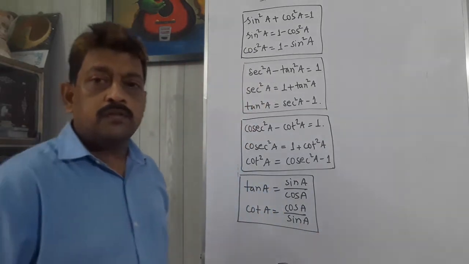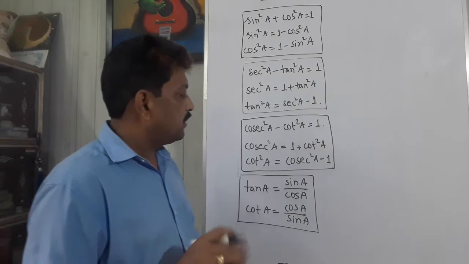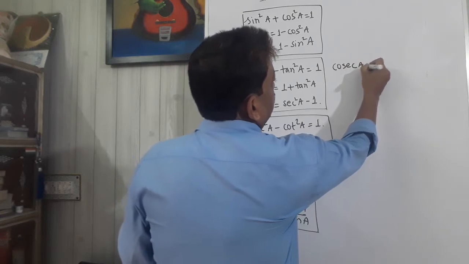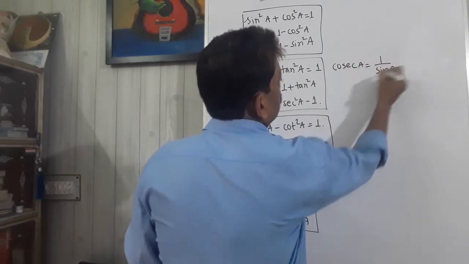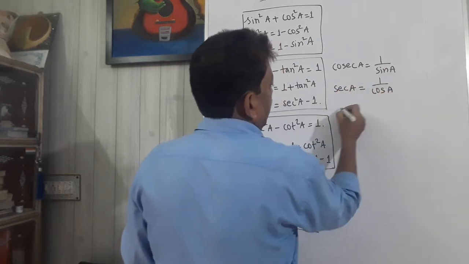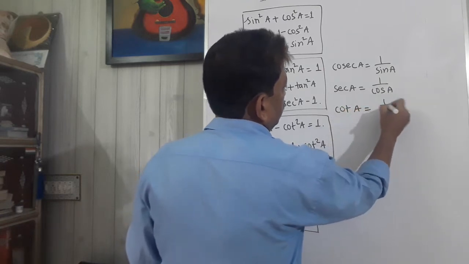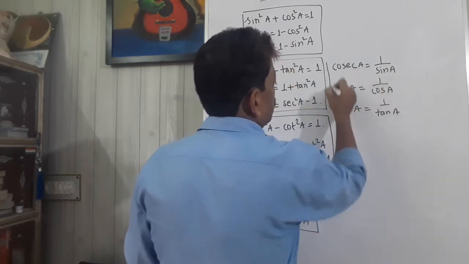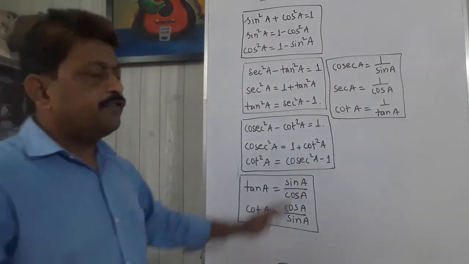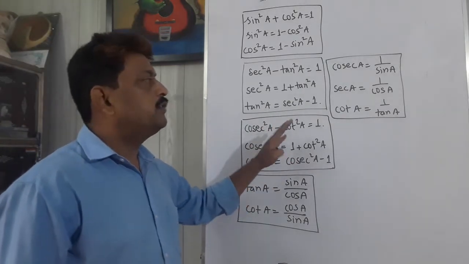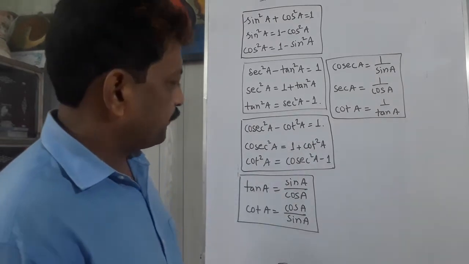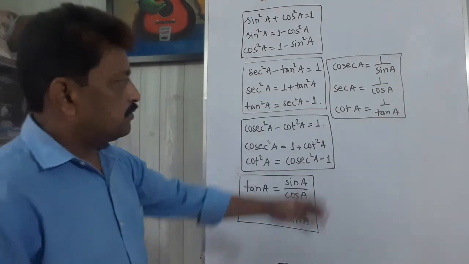Now the reciprocals, you all must have remembered: cosec A can be written as 1 upon sin A, sec A is 1 upon cos A, and cot A is 1 upon tan A. These are also required. So these are the few things we have to keep in mind while solving the problems of trigonometric identities. Just go through it.